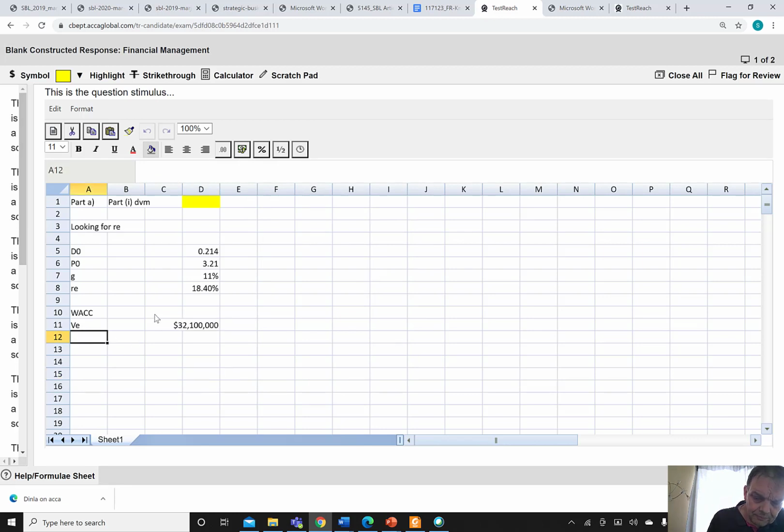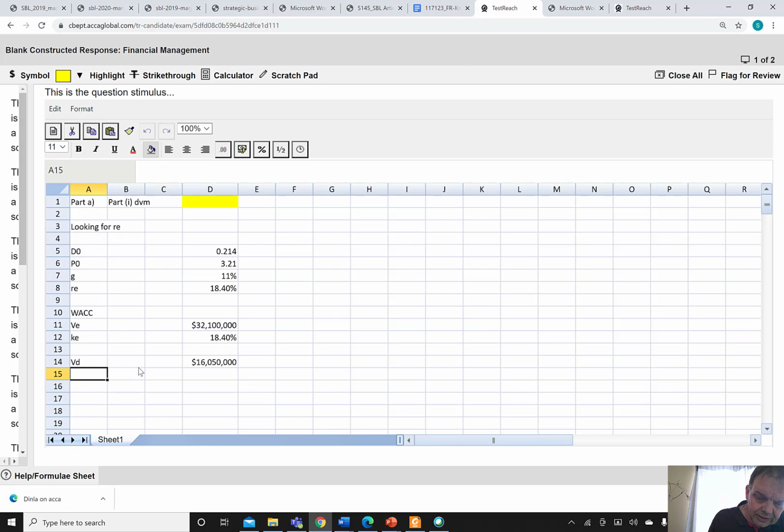The cost of equity we've just worked out, so that's just a straightforward equals 18.4%, and then we know the value of the debt. We were told that it's a 1 to 2 debt to equity ratio, so it's going to be half of the value of the equity, and we will present that again using the dollars. Make that column slightly wider.